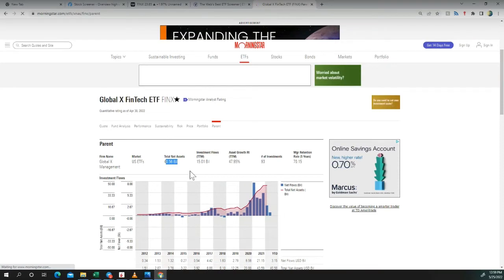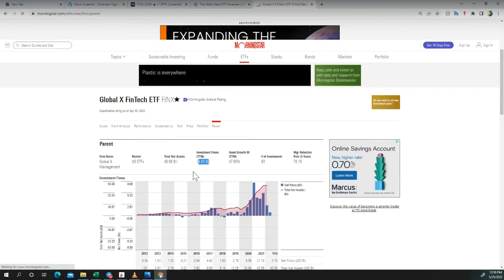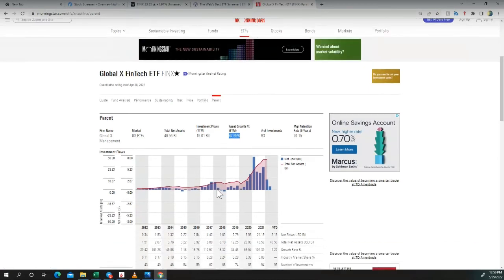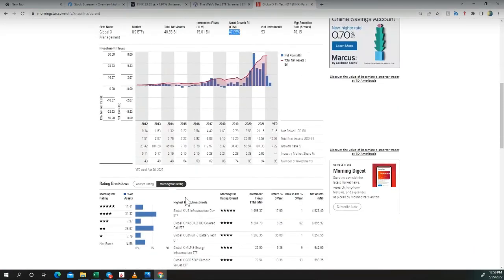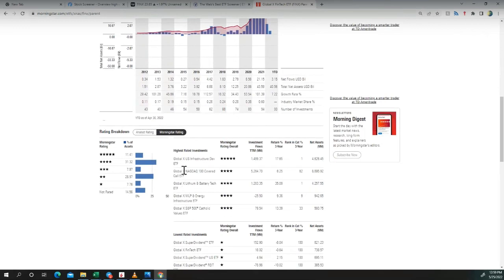Investment flows at $15 billion. Asset growth return at 47.9%. So it's not a bad company essentially, but for that one ETF, they're not doing so good so far. Other than that, they have other investments like the Global X, other ETFs, Global X US Infrastructure Development ETF. They have the Nasdaq 100 Covered Call ETF.